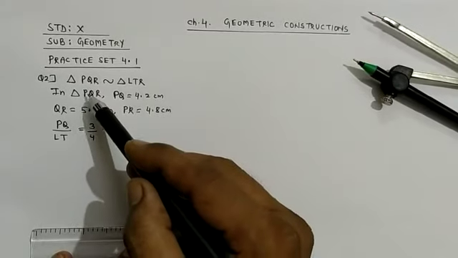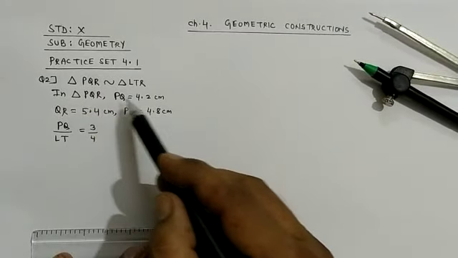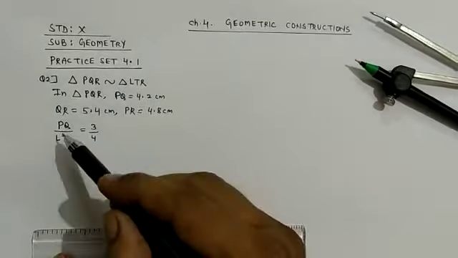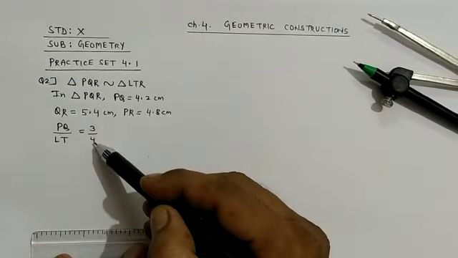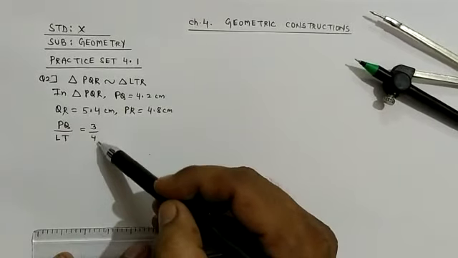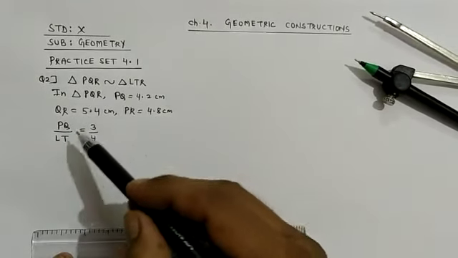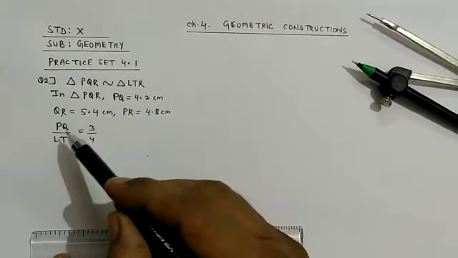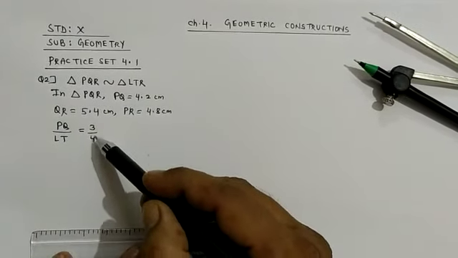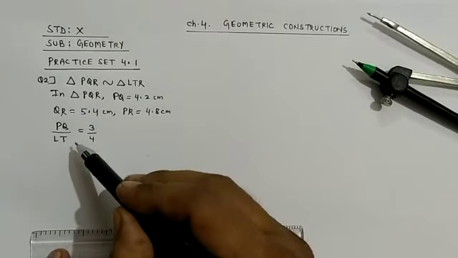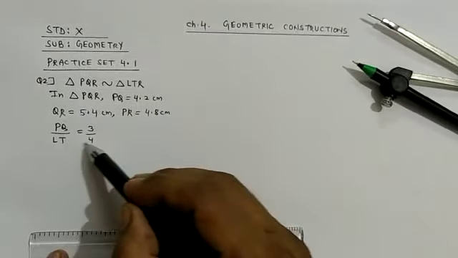So here we have the measurements of triangle PQR. This can be constructed. Further, the ratio is given, PQ upon LT is 3/4. From this ratio we can see that these two triangles are similar and the ratio is 3/4. So PQ corresponds to 3 and LT corresponds to 4. Definitely this triangle LTR is a bigger triangle.